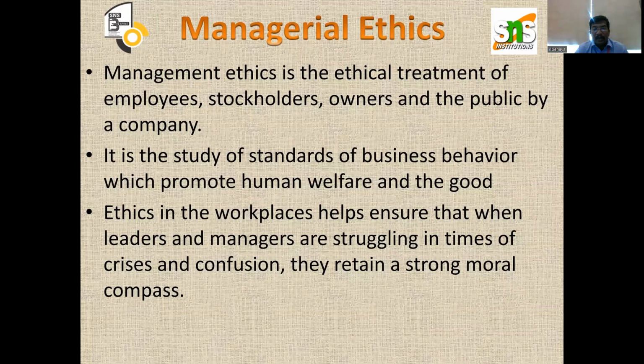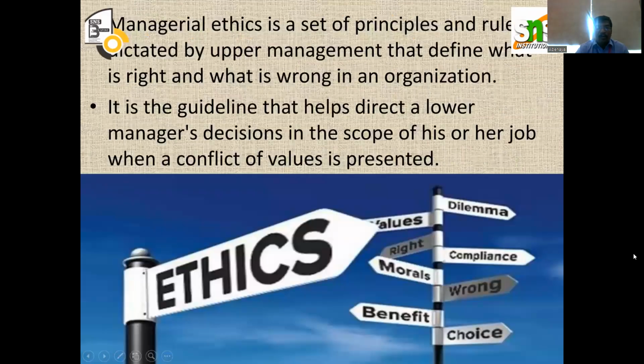Ethics in the workplace helps ensure that when leaders and managers are struggling in times of crisis and confusion, they retain a strong moral compass. So it's the guideline that helps direct a lower manager's decision in the scope of his or her job when a conflict of values is presented. So why does it happen? Dilemma, values, right, complaints, morals, wrong, benefit, and choice.